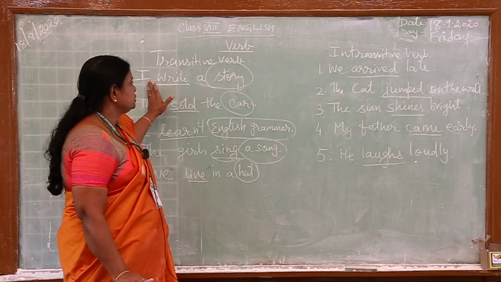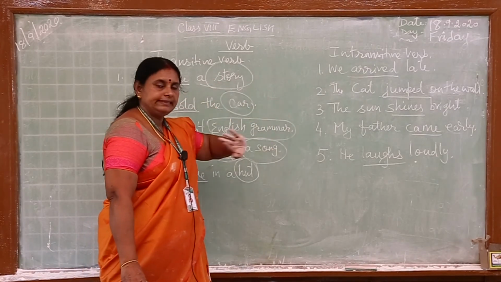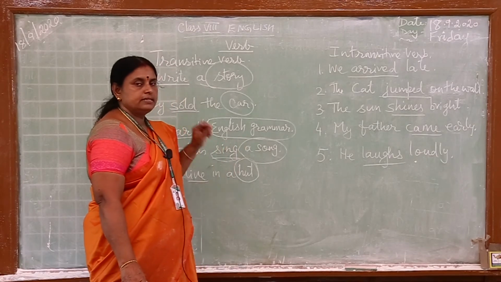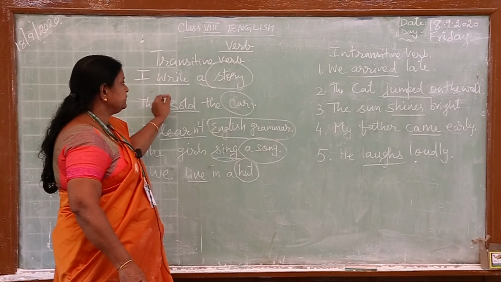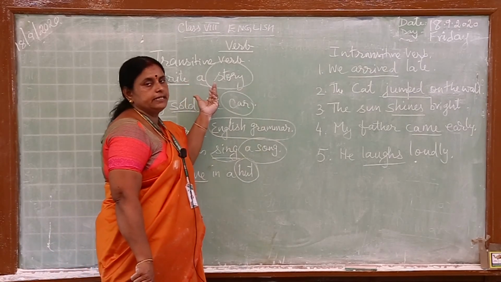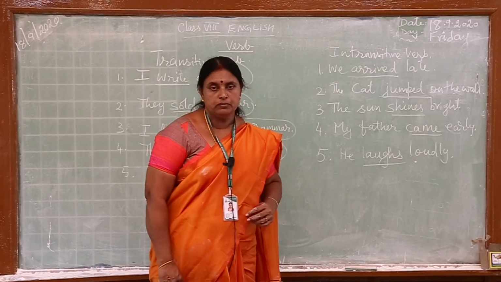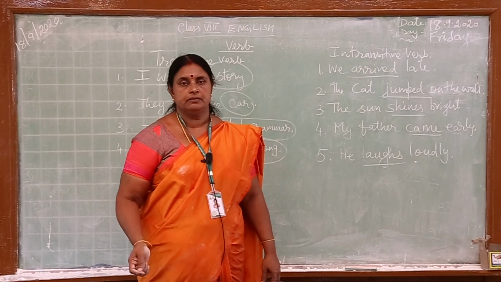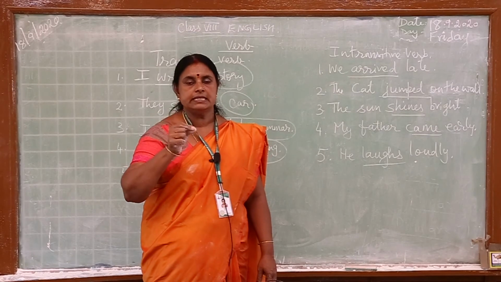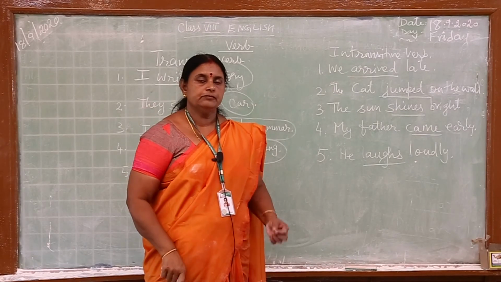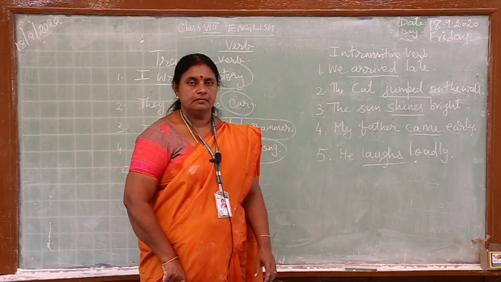So here the doer receives an object. There the doer doesn't receive any object. So a sentence without an object is intransitive. I hope you have understood this, children. So just see it repeatedly, you will learn it easily. So what I said is, the verb which receives an object is transitive. The verb which does not receive an object is intransitive. I hope it is clear, children.